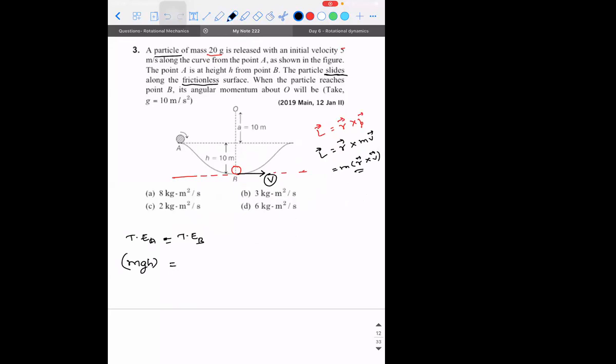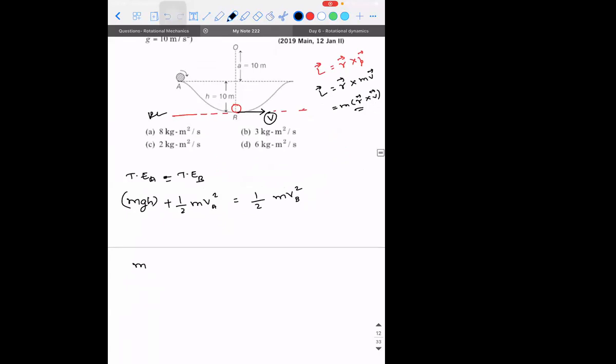It was released with an initial velocity, so it has kinetic energy also. Plus half into m into velocity at A square is equal to half into m into Vb square, because at point B, if I take this as the reference line, there is no potential energy. So what is mgh, guys? Half m into Vb square minus Va square.